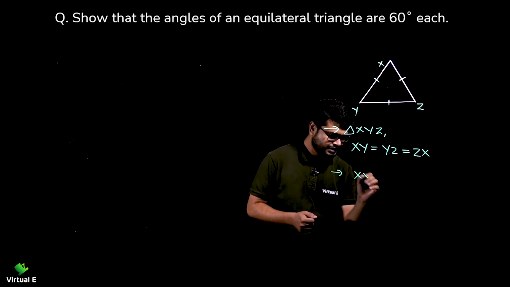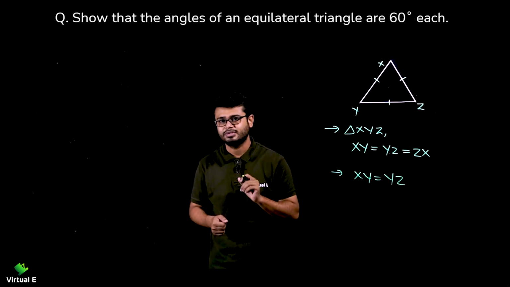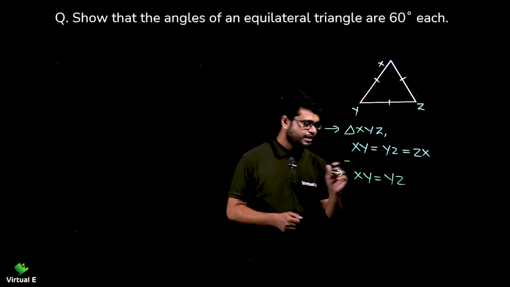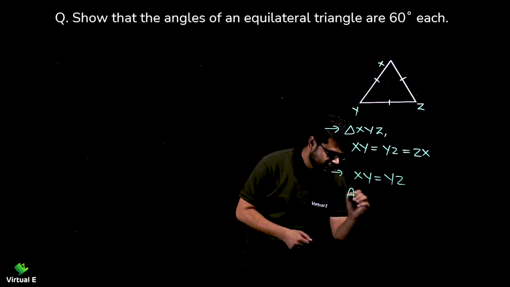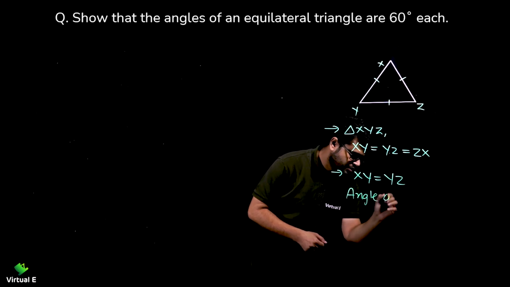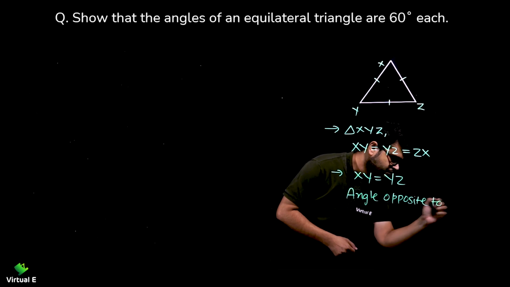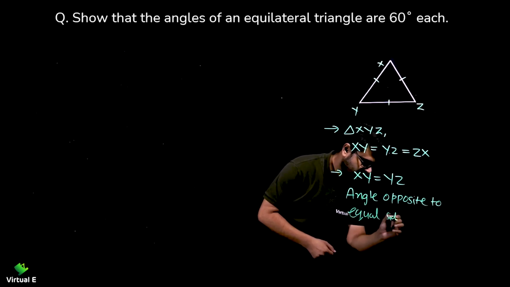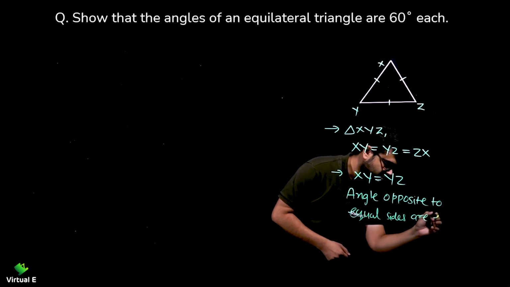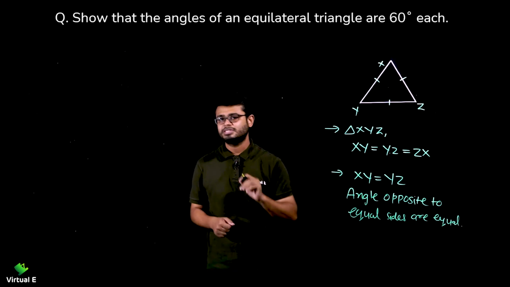Let's say XY is equal to YZ. If I take only the first two sides equal, can I write that the angles opposite to equal sides are equal? Let's write: angle opposite to equal sides are equal, right? Angles opposite to equal sides are equal.